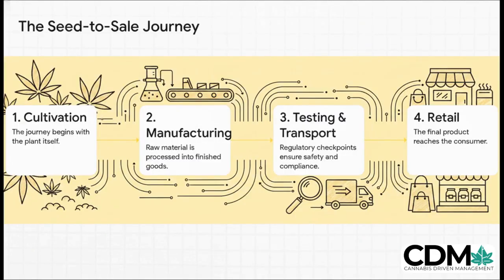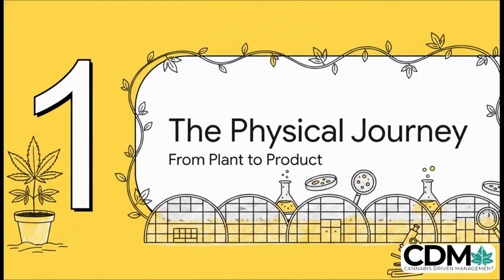The whole thing breaks down into 4 big stages. It all starts with cultivation, obviously. Then it moves into manufacturing, where it gets turned into different products. After that, it has to get through this whole gauntlet of testing and transport, and finally, it lands in retail. We're going to follow the product through each step, in both the real world and, you guessed it, the digital one.